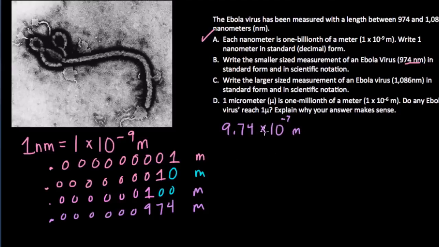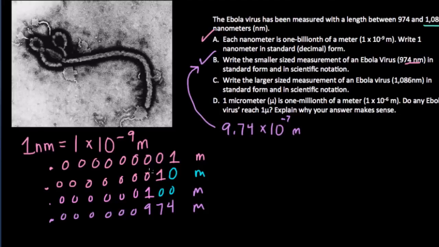In other words, take it 9.74 times 10 to the negative 7th. That balances it out really nicely. Okay, in C, we want to write the larger size measurement in standard form and scientific notation. That's for B. For C, our largest number is 1086.